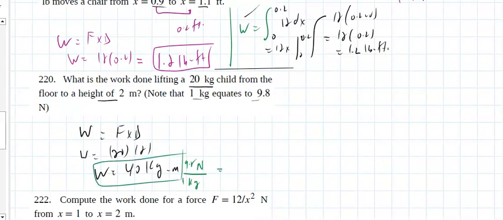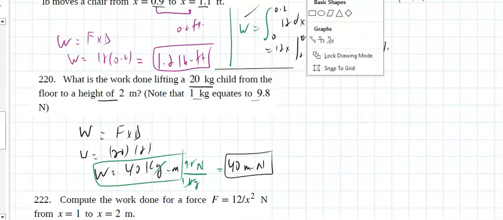But that will be 40 meters newtons. Okay, I'll get it right. That will be 40 meters newtons. Okay.